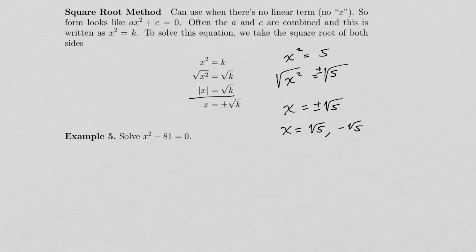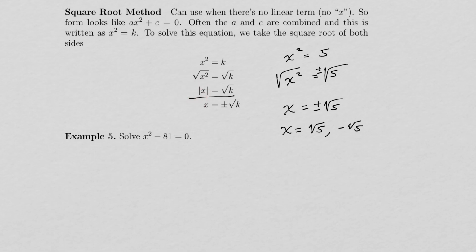And notice if I plug them both back in for x, if I plug in radical 5 and I square it, I'm going to get 5. And if I plug in negative radical 5 and I square it, because I have negative radical 5 times negative radical 5, I'm still going to get positive 5. So that's why we have to have plus or minus. But technically it comes from the fact that the square root of x squared is really the absolute value of x.